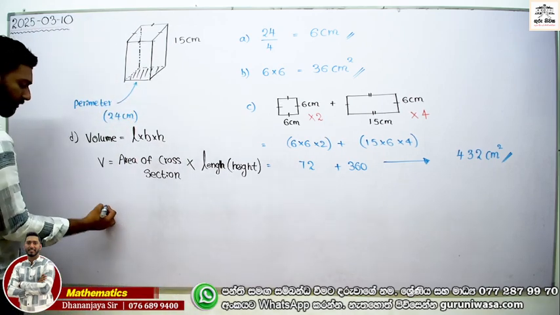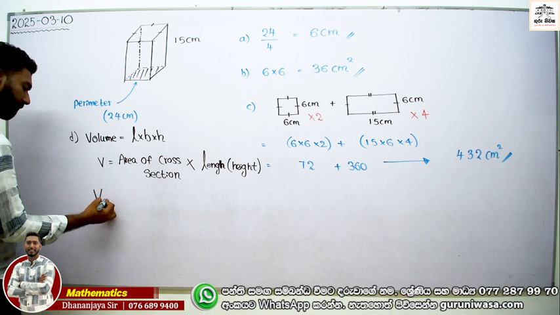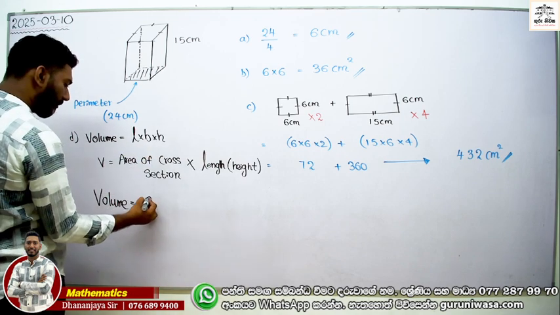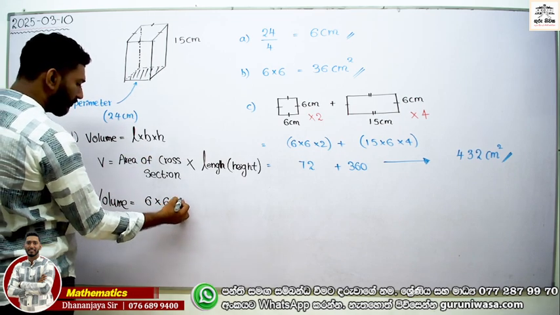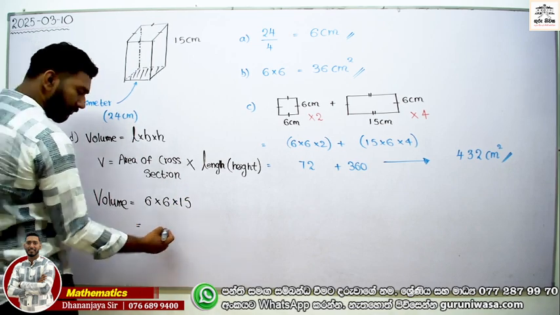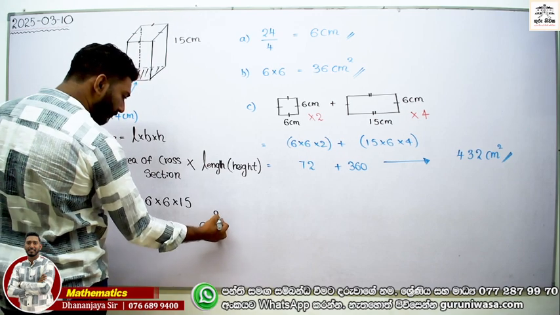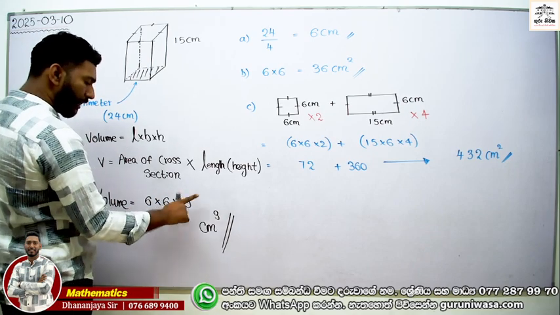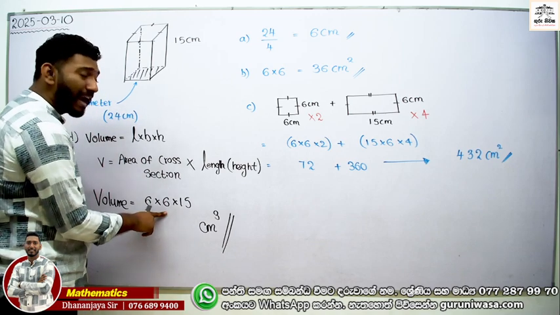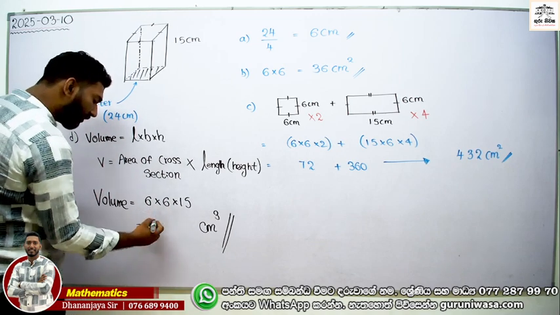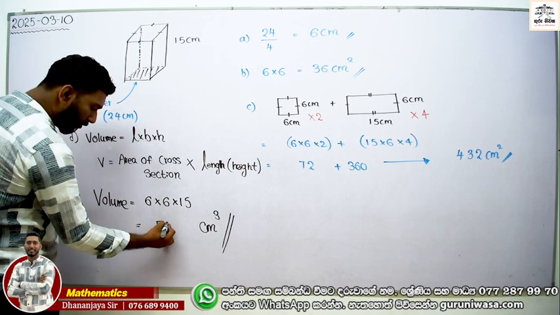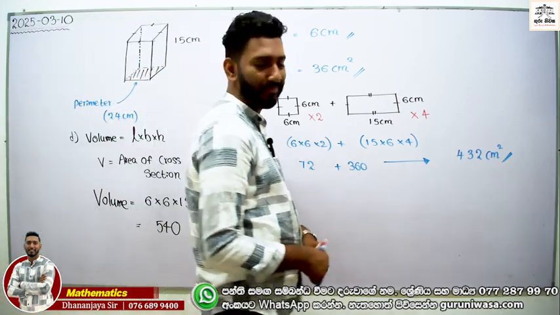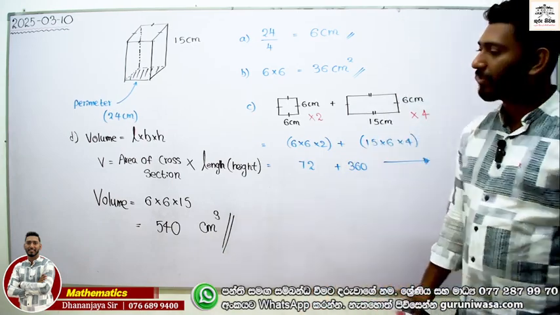Right. Now tell me the answer. Therefore volume is equal to length into breadth into height, 6 into 6 into 15, and the answer is in cubic centimeters. 6 times 6 times 15, and 15 times 6 is 90, 9 times 6 is 54, put the 0, and the answer is 540 cubic centimeters.